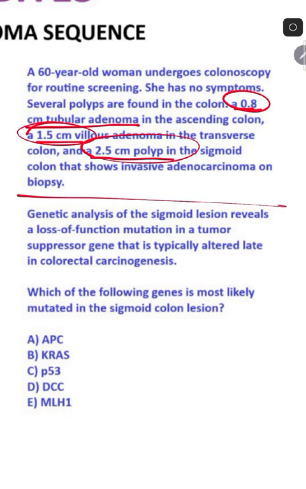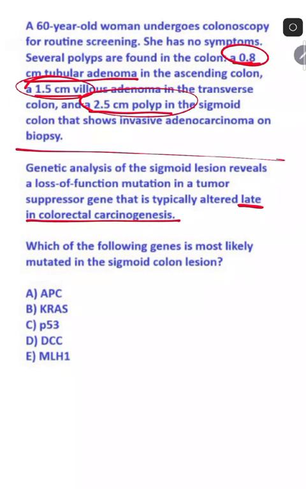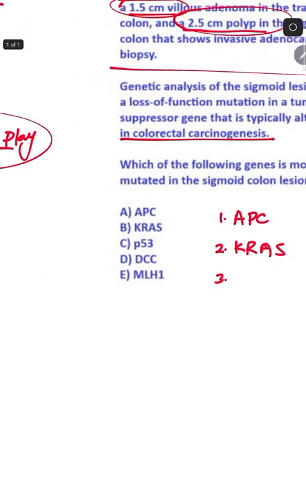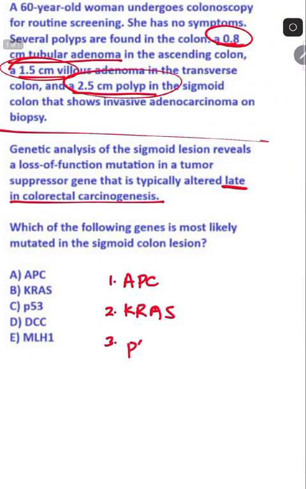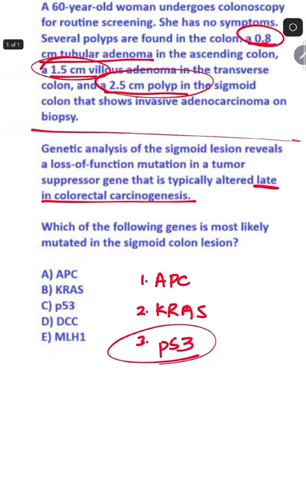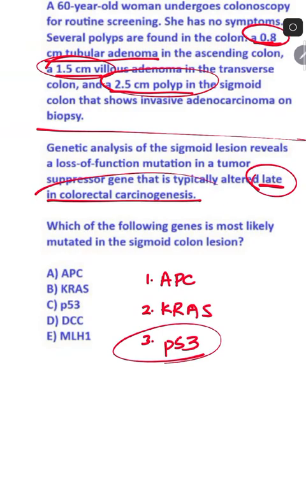Let's see. Genetic analysis of the sigmoid lesion reveals a loss of function mutation in a tumor suppressor gene that is typically altered late in the colorectal carcinogenesis. Which gene is involved? So as we said, early is APC, then intermediate there's the KRAS mutation, and then late there's the P53 mutation. So this is talking about the late mutation. So that's going to be P53.